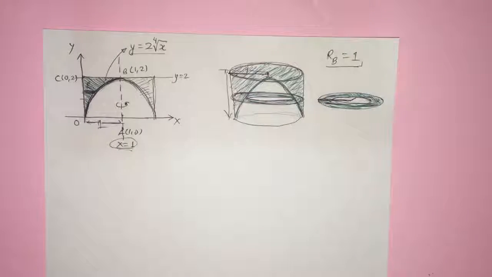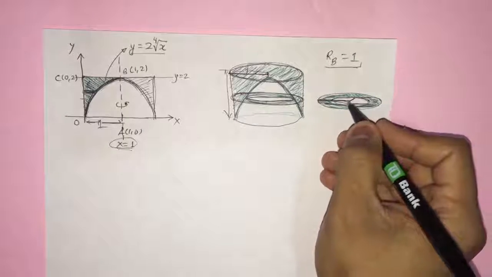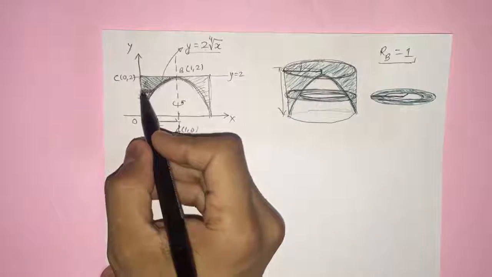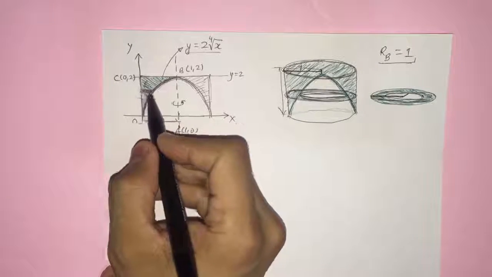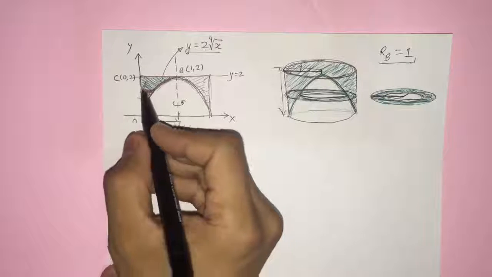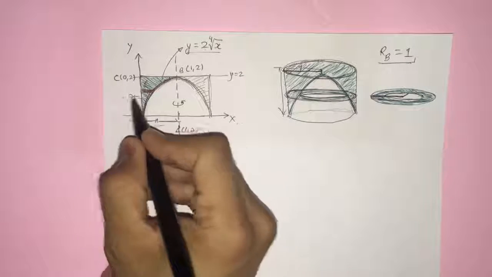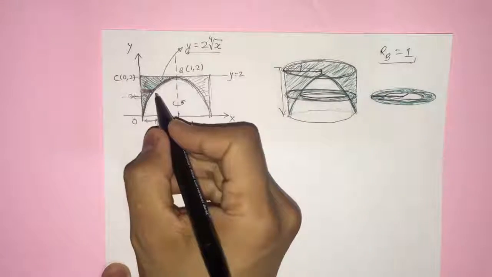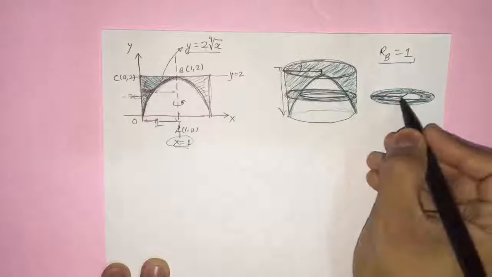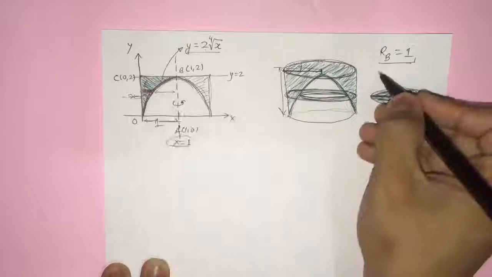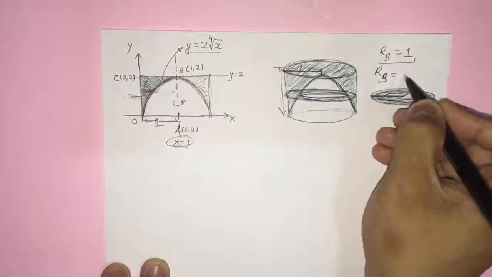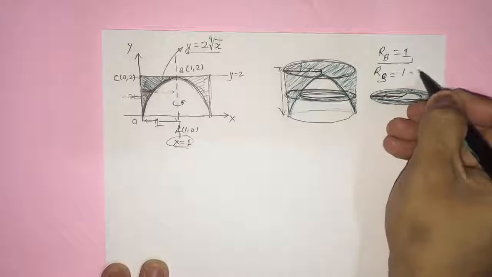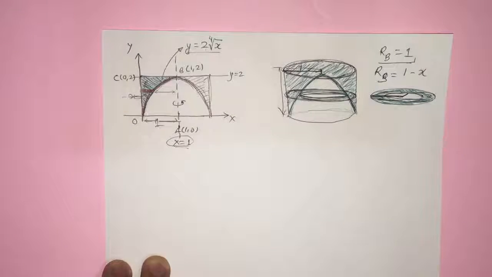Now how about the small radius? Small radius, we don't know. How we calculate that small radius is, let's say this is our strip. What is the length of this strip? Let's say x is the length of this strip, right? Then this whole thing is 1 minus this x, so 1 minus x will be the small radius.